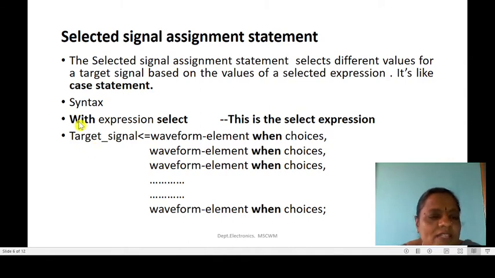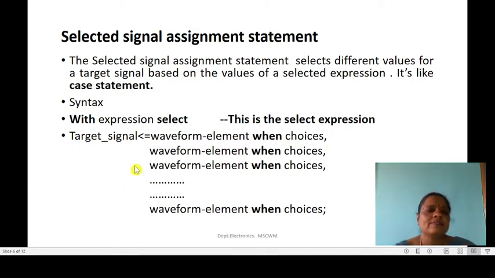Okay, with expression and the select target signal wave. What is this signal assignment statement? Waveform element when choices, and comma is there. Comma is there, that means any number of waveform elements you can write. And finally, here the semicolon is there.